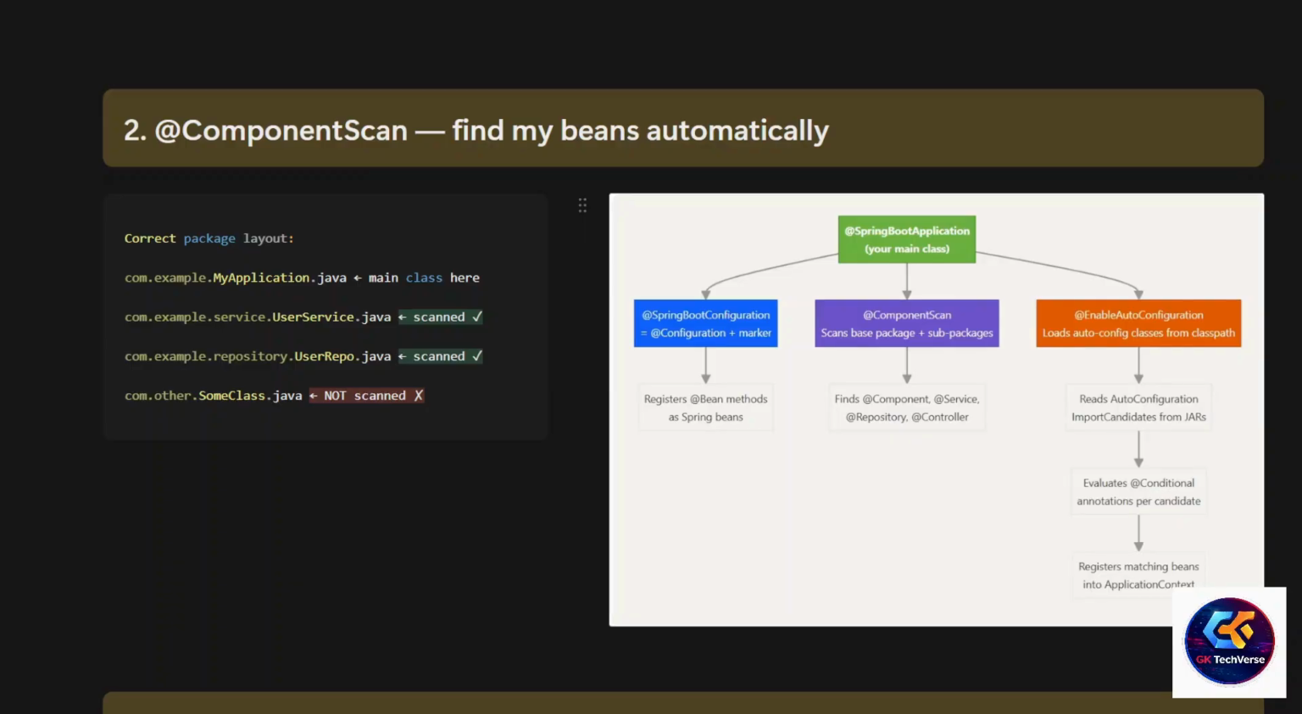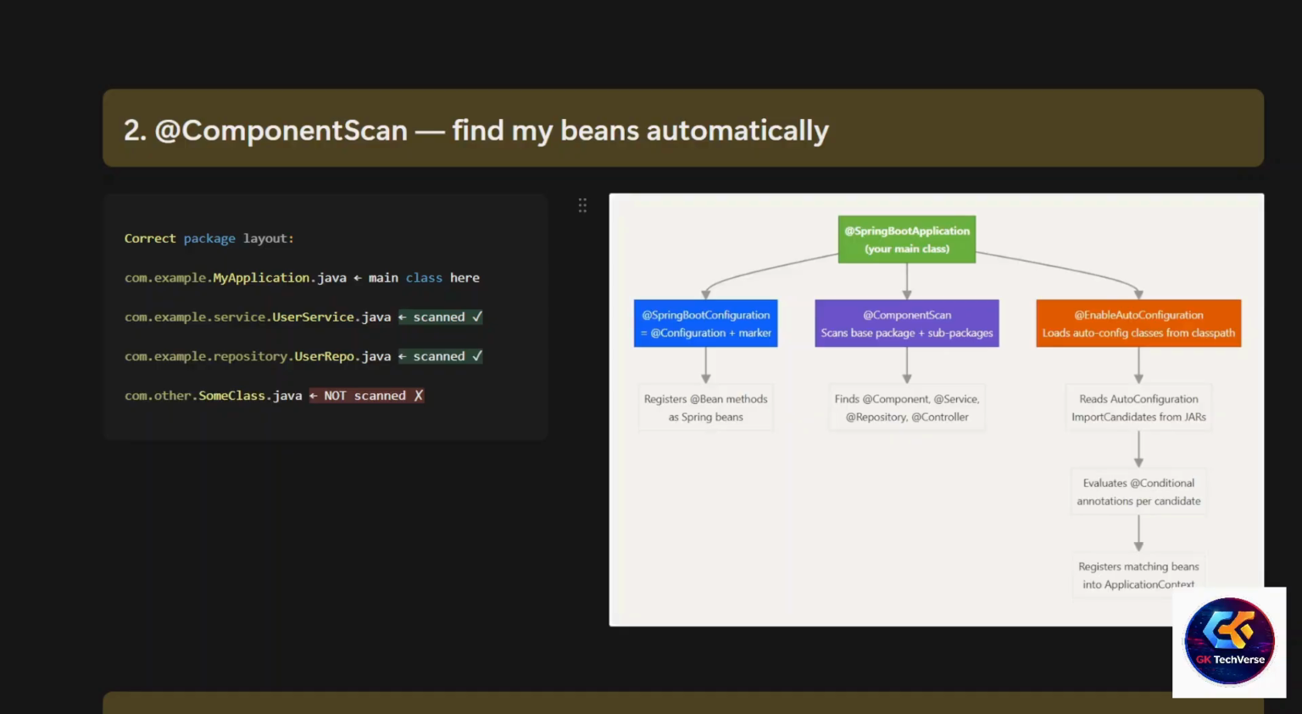Let's see the component scan. The @ComponentScan annotation tells Spring to scan the package of your main class and all sub packages, looking for classes annotated with @Component, @Service, @Repository, @Controller, and @RestController, and any other annotation that is itself annotated with @Component. Every class it finds gets registered as a bean.